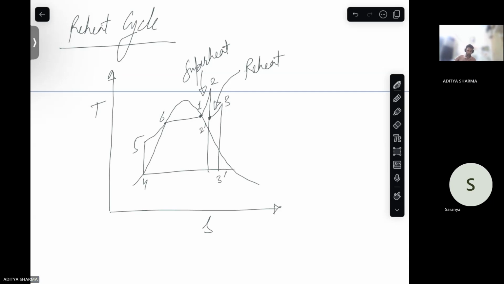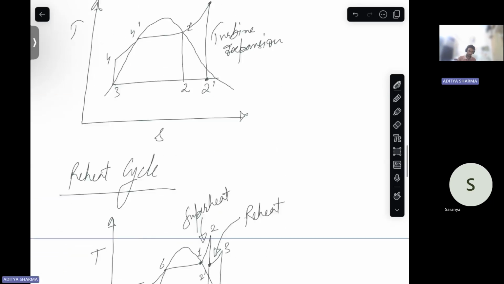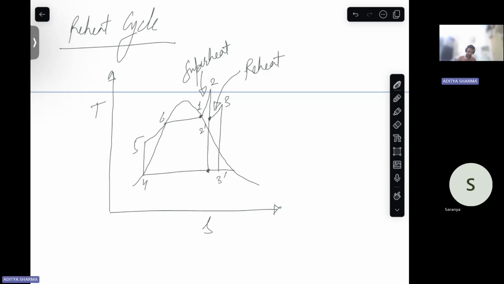So ideally, for your superheat cycle, the path would have been 2 to 3 double dash. But what we do in the reheat cycle is we let our steam expand till the 2 dash point, and from there we reheat this steam again. Okay, and from there it reaches another state 3, and from there we let it expand fully, 3 to 3 dash. So this is your reheat cycle. What is the advantage of the reheat cycle? The steam quality at the exhaust increases, right?